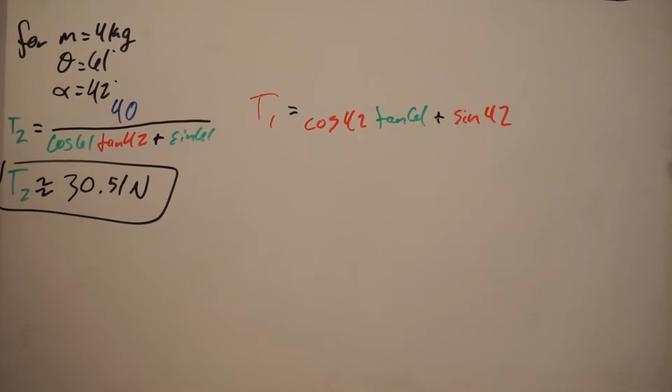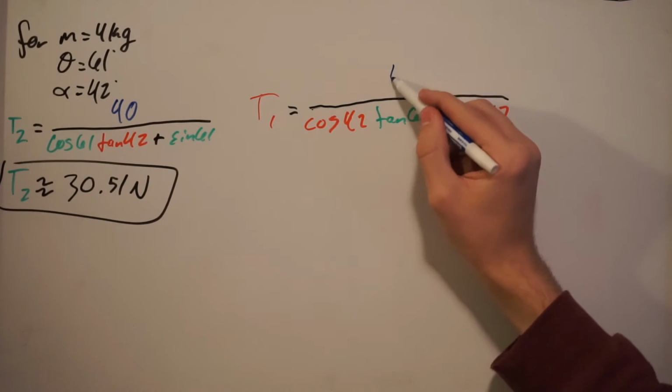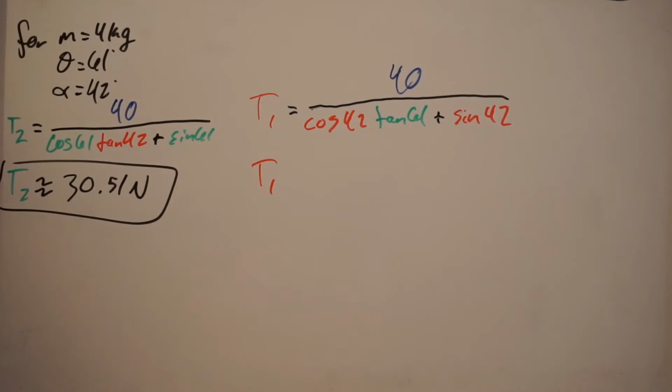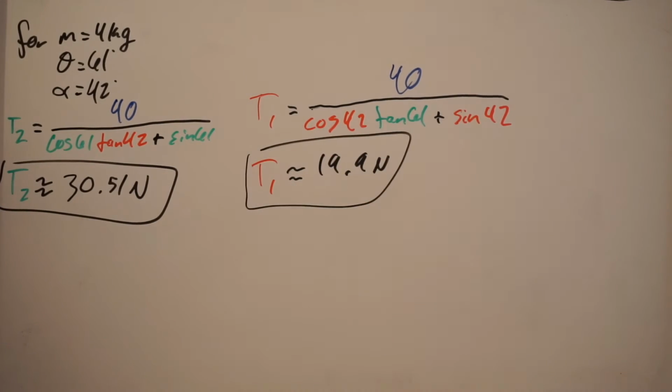So cosine of 42 times tangent of the opposite angle, 61, plus sine of the adjacent angle, 42. And you will get a T1 of about 19.9 newtons. And there you go. All of tension simplified into a single equation.